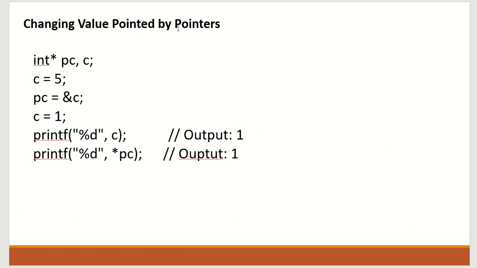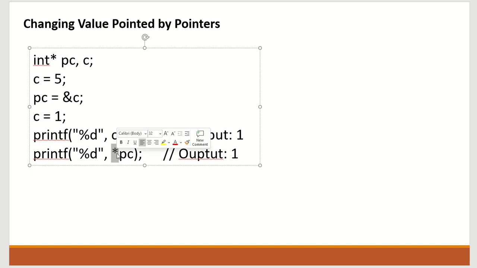Changing the value pointed by pointers. So, int *pc is the pointer variable, and c is a normal variable. c equal to 5 is just a normal variable where we are assigning a value. To the pointer variable, we have assigned the address of c. Now we have changed the value of c from 5 to 1. Now if I write printf and c, it will print 1 because of the latest value of c. After this, if I write printf and *pc, we know that it will extract the value from that particular address.